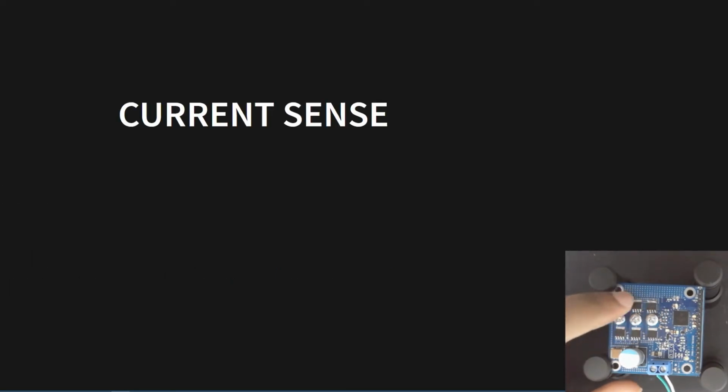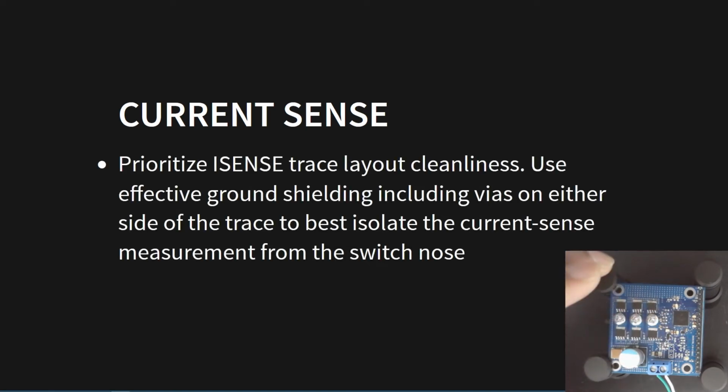There is current sense, so when you're switching and spinning the motor, there is current flowing through this, and when we're sensing the current, you want to have an accurate reading. To do that, there are a few guidelines in the sense that you want to keep your traces as clean as possible and use effective ground shielding, so that you can measure the current properly.